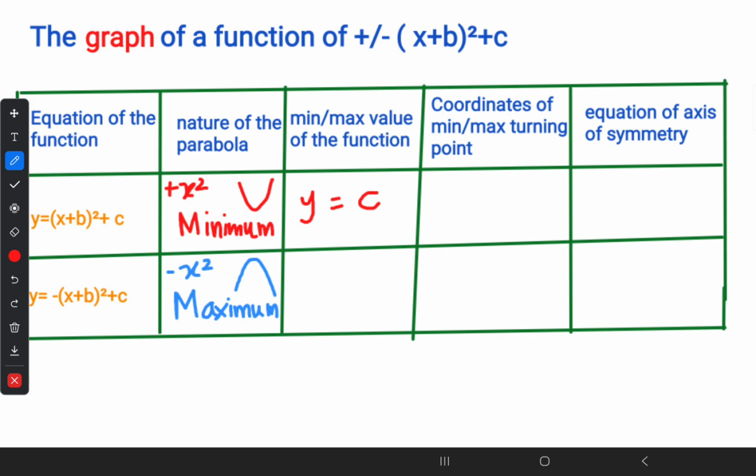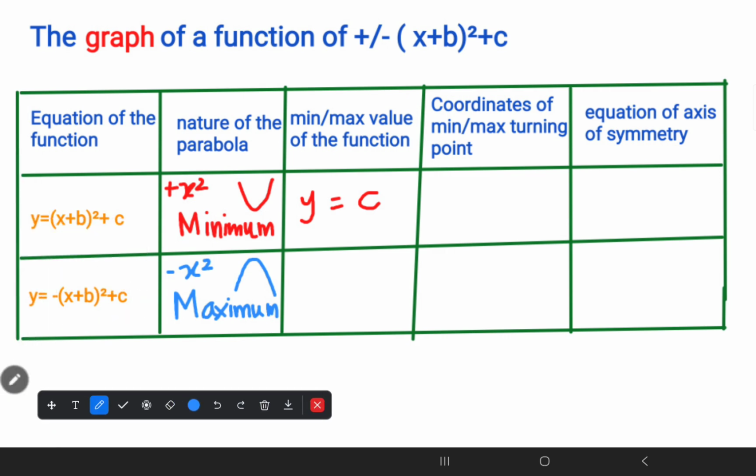In the next type, when the coefficient is negative, like negative (x plus b) whole square plus c, when your graph equation can be arranged in this manner, you will have your graph as a maximum graph. I'll take it like this. This is your graph shape. The maximum value of the function would be its turning point's y coordinate. So it should be like this. This is the point. In these kinds of graphs also, y equals c. Look at this.